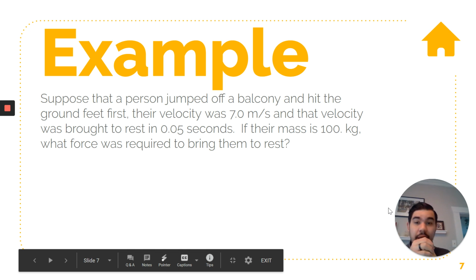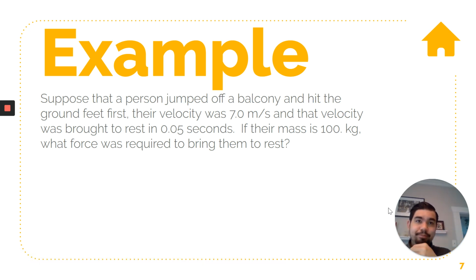Let's take a little example. Let's say you have a person, they're just going crazy with this quarantine and they want to jump off their balcony to kind of escape their home. Let's say it's a second floor balcony, right? So still not safe, but not a dangerous example. All right, so let's say this person jumps off their balcony and they hit the ground feet first, right? Their velocity was 7 meters per second coming down, and that velocity was brought to rest in 0.05 seconds. So they're basically landing with their knees locked in place. Let's say if their mass is 100 kilograms, what force was required to bring them to rest?